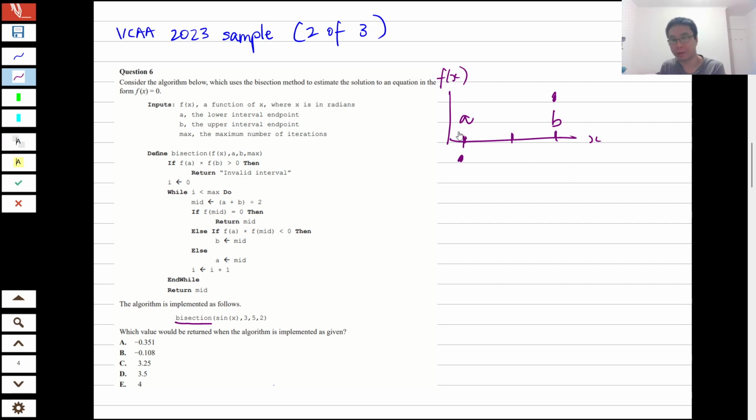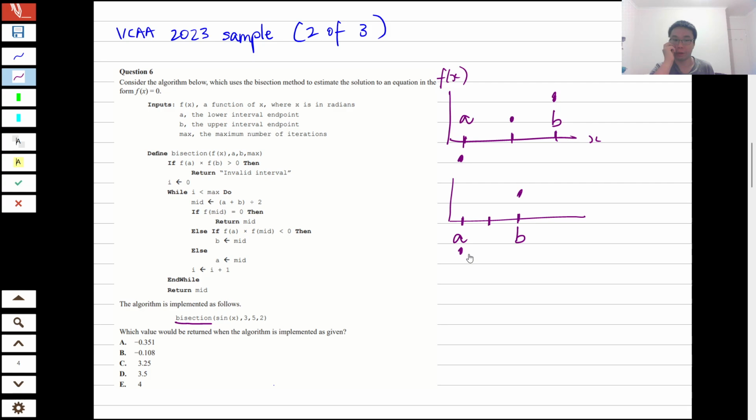And then you repeat. So let's say, for example, that f is negative at the lower value and it's positive in the middle of a and b. Then when I call the function next time, this is going to be my new b, and this is going to be my new guess for the x-intercept. And then you just continue and continue until you're happy.